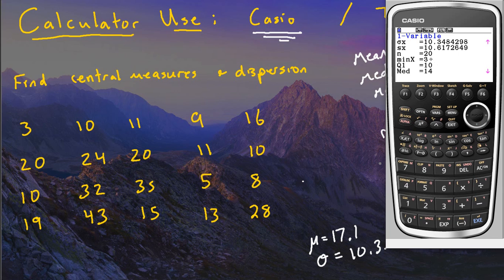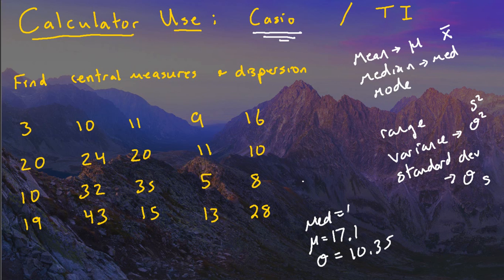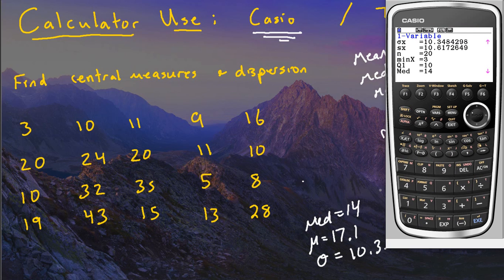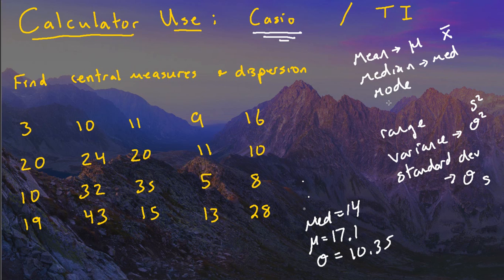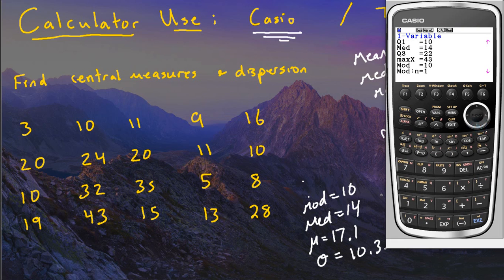All right, min X, this is my smallest value. So the smallest value that I have is 3. Q1, so I could use this to make my box and whisker plot, is 10. My median is 14. And my Q3, see, it's giving me all this. So I could use this min X, Q1, median, Q3, and max X, 43, to do my box and whisker plot if I wanted. Mode is 10. And basically, I've gotten the calculator to do all of the heavy lifting for me.